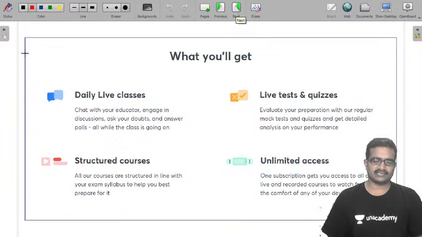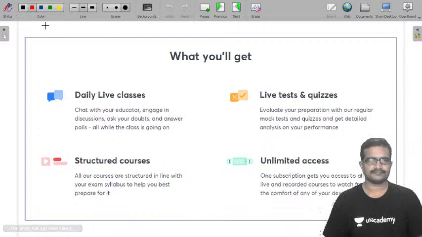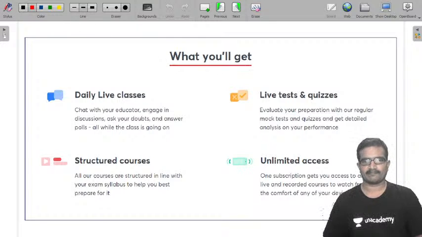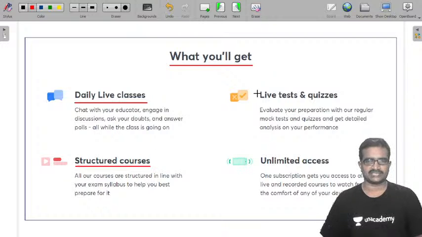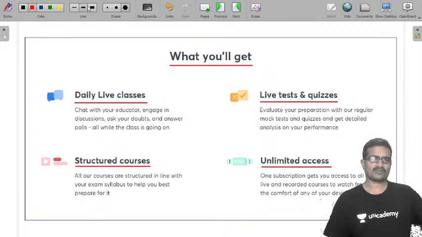What will you get? This is a very important point for you. By joining Unacademy, what will you get? See this. First and foremost is daily live classes. Every day you have a live class. After that, structured courses, live tests and quizzes, and unlimited access. These are the things you are going to get.